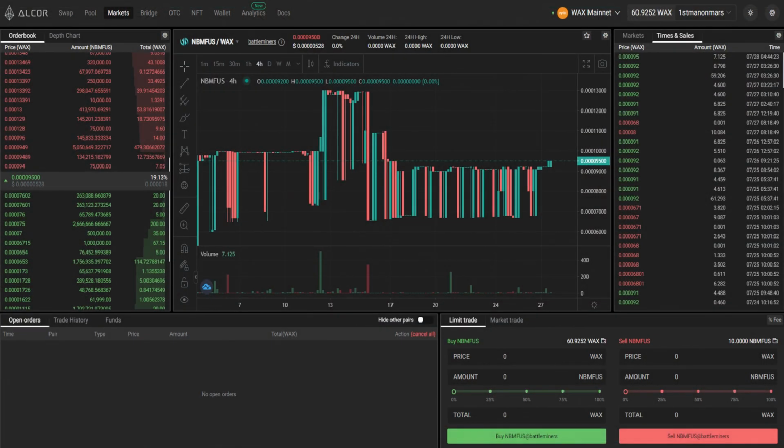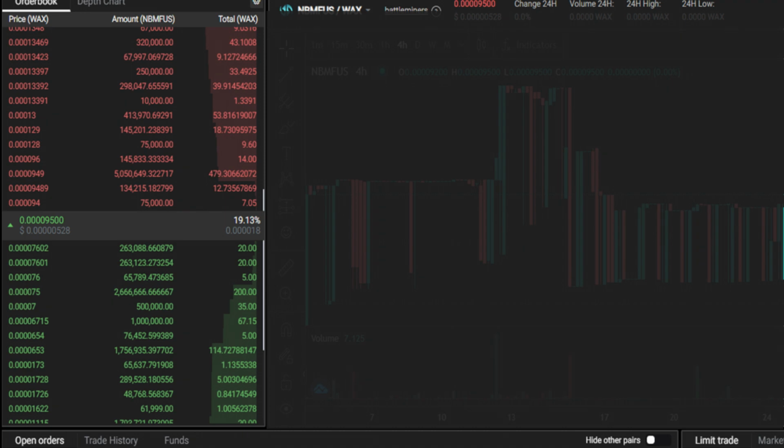If we take a look at Alcor, one of the main exchanges on which NBM is operating, we can see the order book for Fusium and wax on the left. All the buy orders and sell orders are organized as previously described. First, we can see the price at which people are ready to buy or sell Fusium, then the amount that they want to sell or buy and the total value of the order. And all the orders are organized as we previously saw.